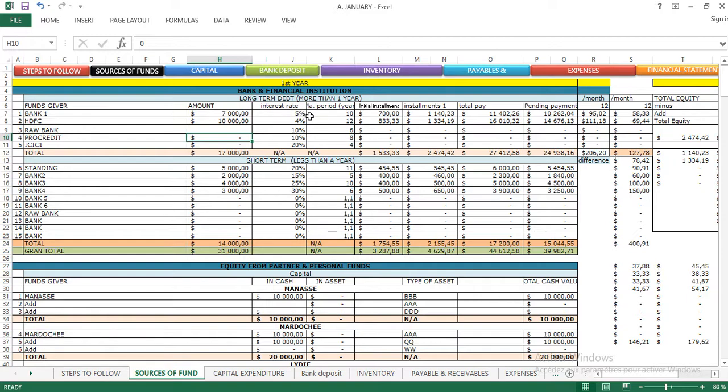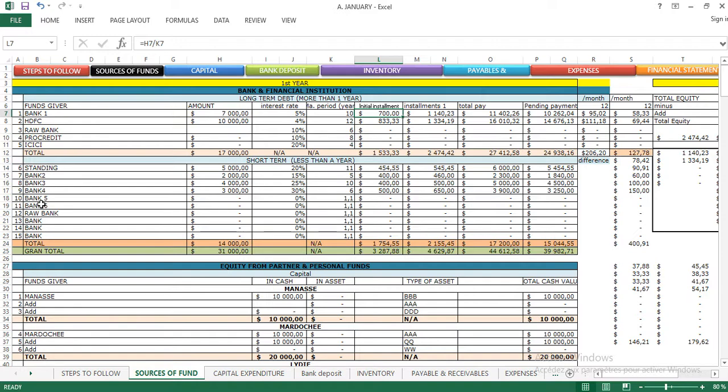All right, it can be through installments, or it can be through a fixed deposit. Then you have a maturity period. Maturity period means the period of the loan that you have applied for. If it's for 10 years, for instance, it means the maturity period is 10. So you have installments here and so on. Okay, this is the money from the bank.